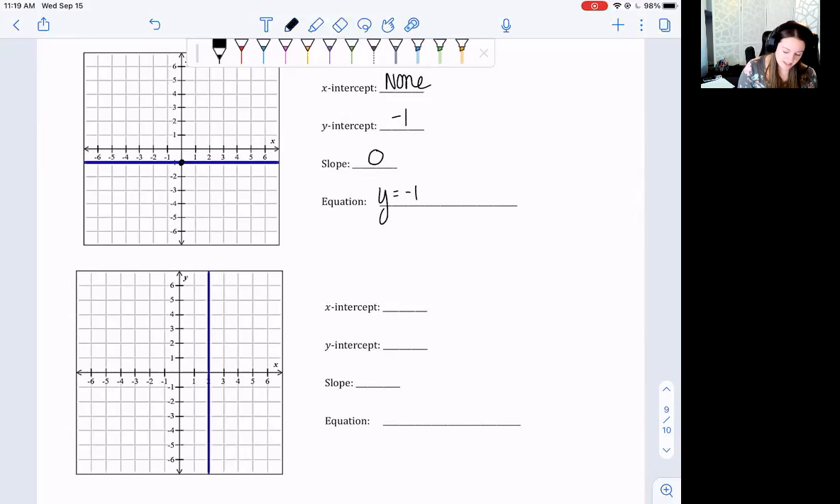Very similar idea for this next one. The x-intercept is 2. There is no y-intercept. For a vertical line, the slope is undefined. And this time, the equation of a vertical line is going to be x equals the number where it is. So it's on 2, so it's x equals 2. Questions on that at all? Did that one go okay? Good.